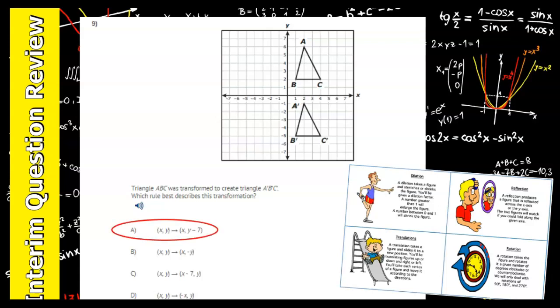All right, guys, this is a translation. This figure is moved down 7 places. If you look at B and just look at each coordinate there, everything is moved down 7 places. So x stays the same, but to go down 7 places, we have y minus 7.